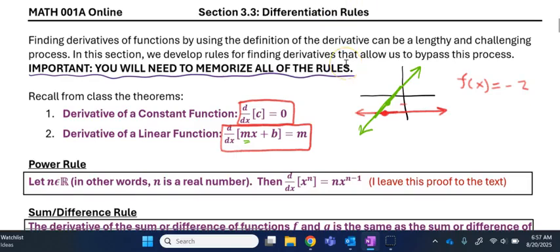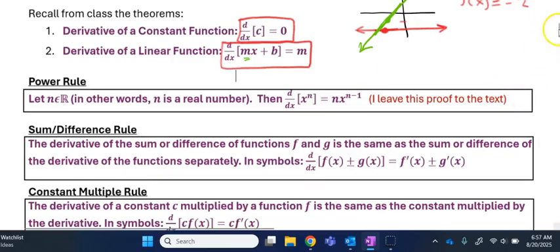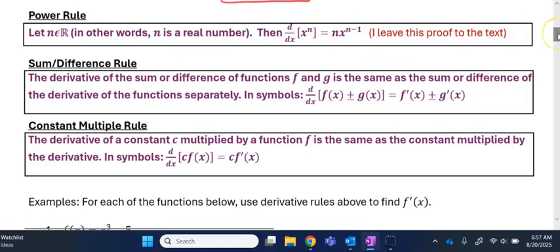Let's take a look at the very big rule in derivatives, and that is the power rule. Here it says let n be an element in the reals. Now that fancy looking R, when you write that, you typically just put a double line and then kind of write an R around it. That just means real numbers. So let n be any real number.